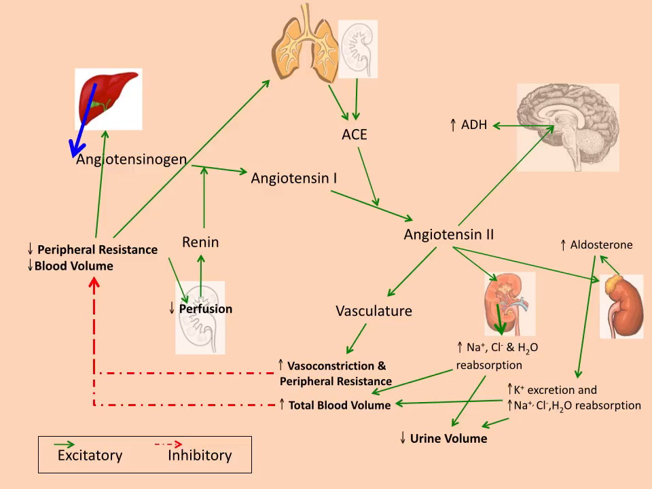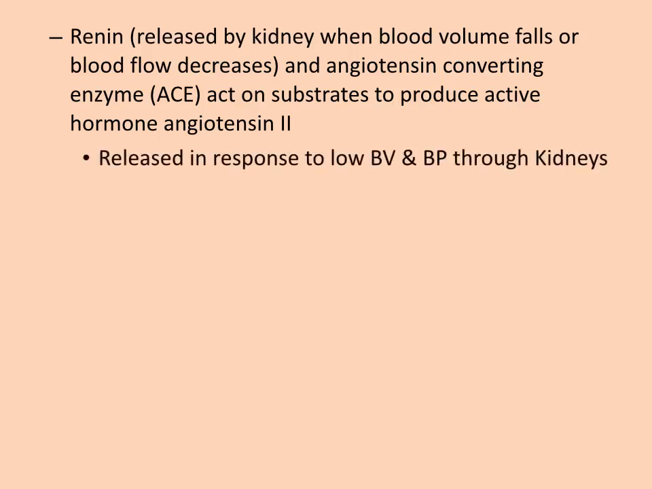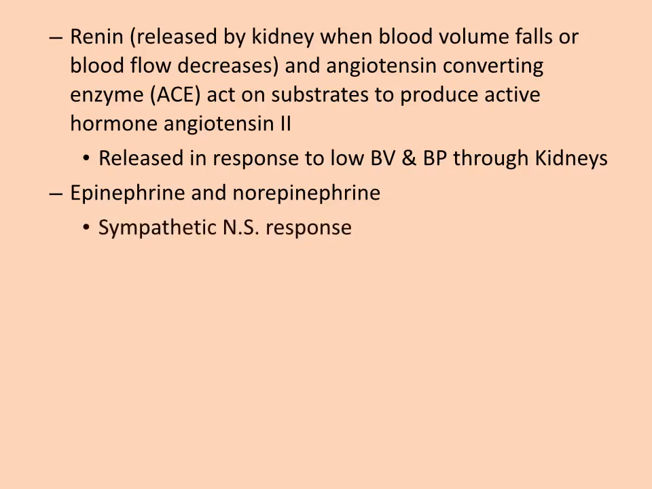At the same time, angiotensin 2 will stimulate the posterior pituitary to release vasopressin or antidiuretic hormone, which will add to the signaling coming from angiotensin 2 at both the kidneys as well as at the vasculature. So if we look at this, renin is going to act with the angiotensin converting enzyme to activate angiotensin 2, which is going to allow for a return to normal blood volume and a return to normal blood pressure.